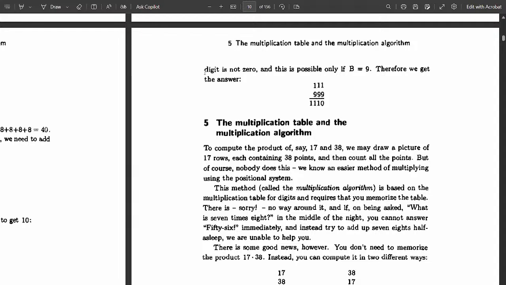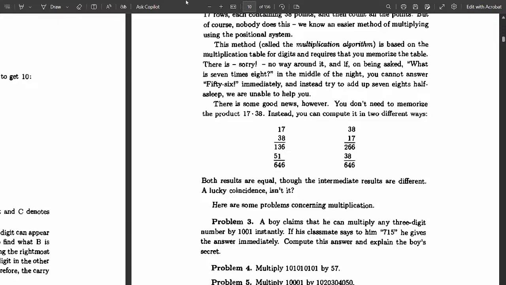Some good news, however: you don't need to memorize 17 times 38. Instead, you can compute it in two different ways. That's it. Both results are equal. The intermediate results are different, as lucky coincidences. A boy claims that he can multiply any three-digit number by 1001 instantly. His classmate says 715. He gets the answer immediately.